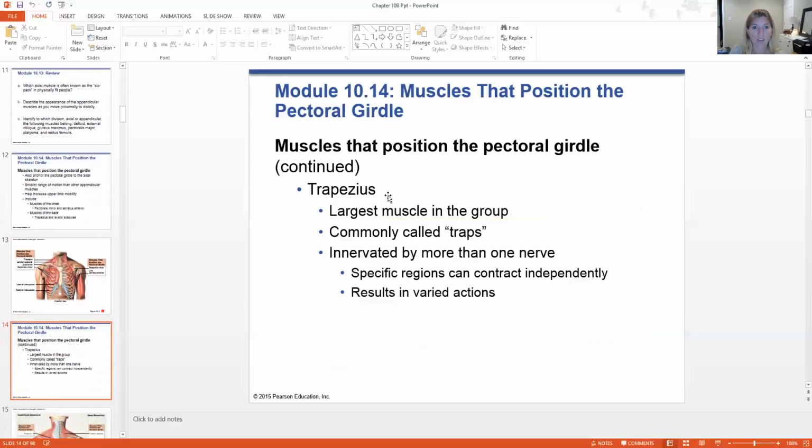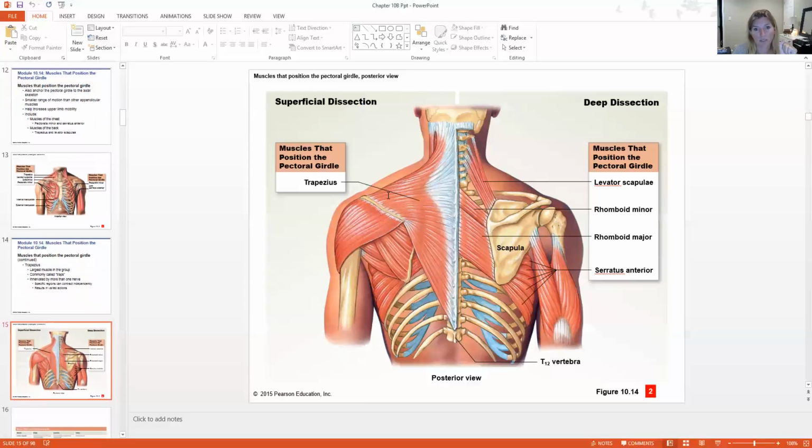There they are. Continuing with muscles that position the girdle, you also have your trapezius, or our traps. This is the largest muscle in the whole group. It's innervated by more than one nerve, so specific regions can contract independently, resulting in several different movements of our trapezius. So again, you can imagine what this section contracting would look like. That might look like this, where it's contracting or pulling the head down. Whereas if you're trying to contract this muscle here, that might look like this, where you're actually moving your scapula up and down.